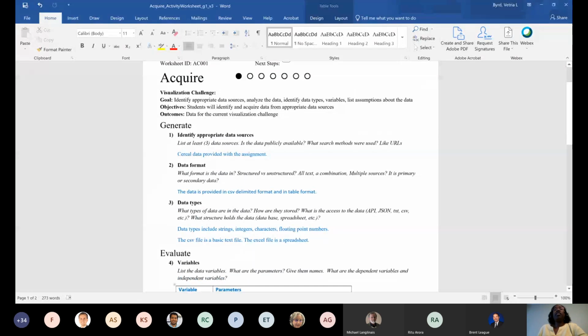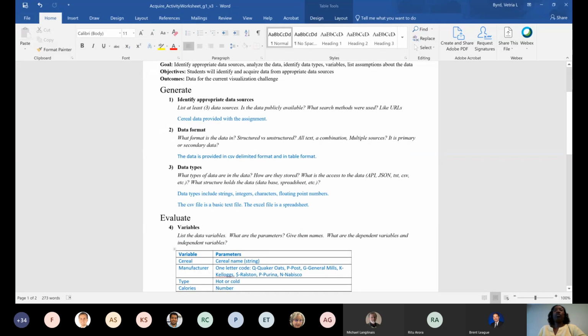And so the first step is the acquire stage. Someone did ask yesterday, do we have to do all of these steps? You don't necessarily have to, but I think this is a good example to show you the process. So in this case, you would identify your data sources, and the data source with the data file was provided to you. What format is that data in? The data was provided in CSV and in an Excel file format as well.